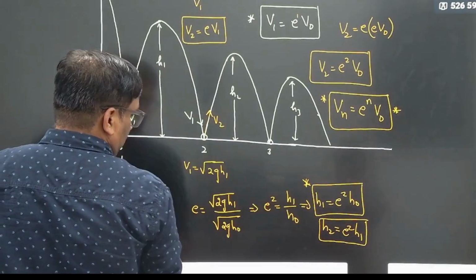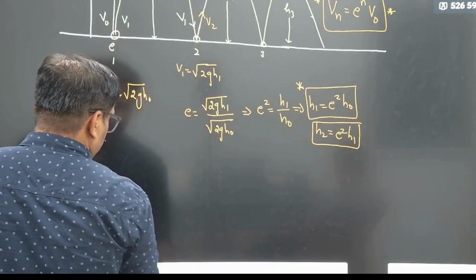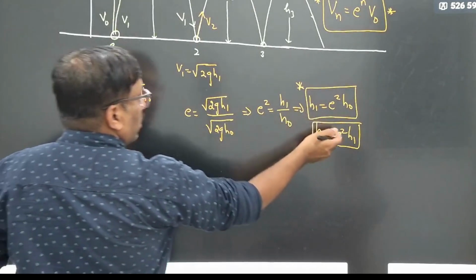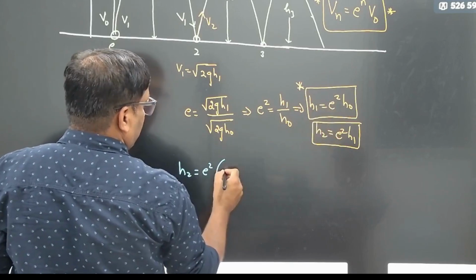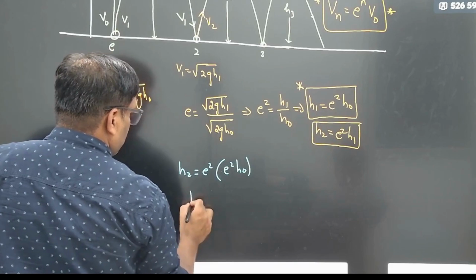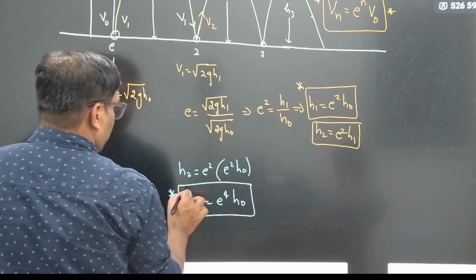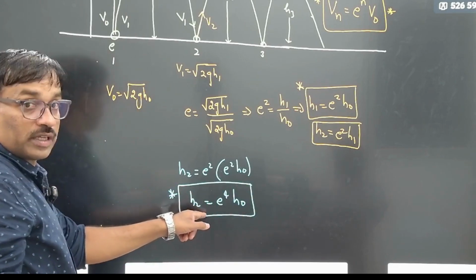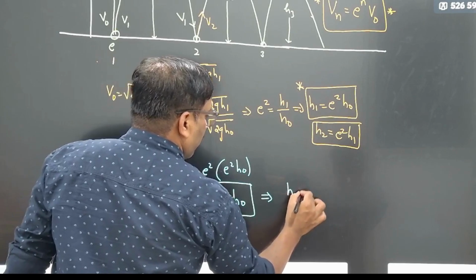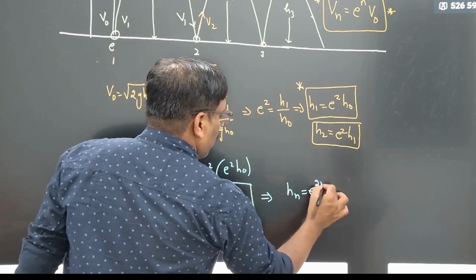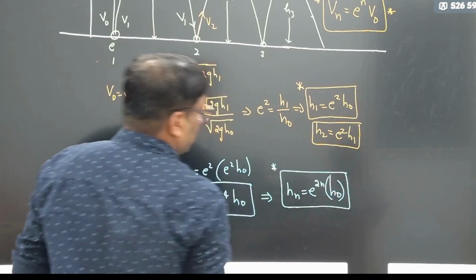Then again we can combine these two. So h2 is equal to e square into h1, and h1 is nothing but again e square into h naught. So h2 is equal to e to the power of 4 into h naught. Right? So height after the second bounce is e power 4 into h naught. Generally, we can write the height after the nth bounce as e to the power of 2n into h naught. This is your height after nth bounce.